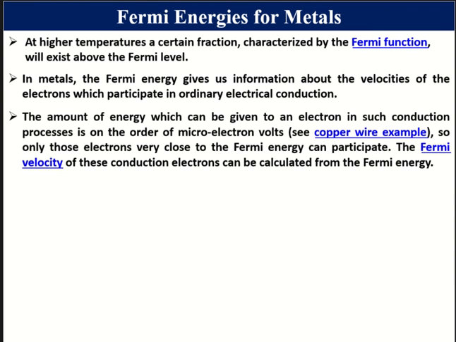So Fermi energy, we just calculated the velocity of the electrons in the Fermi level. The amount of energy which an electron is given when you try to make a contact with electrical positive and negative terminals. So वो few micro electron volts का उसमें जाता है। So electrons very close to the Fermi energy can participate in the conduction process. Rest of the electrons do not. So this velocity is important.